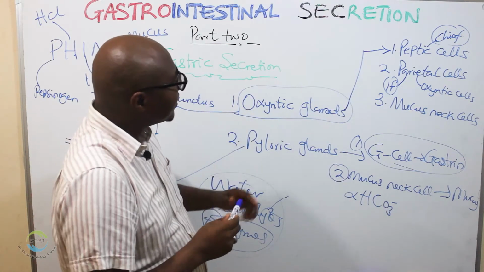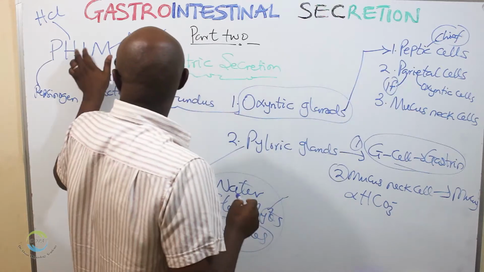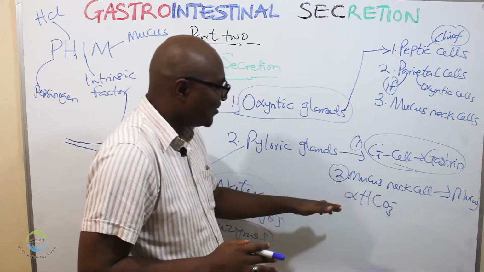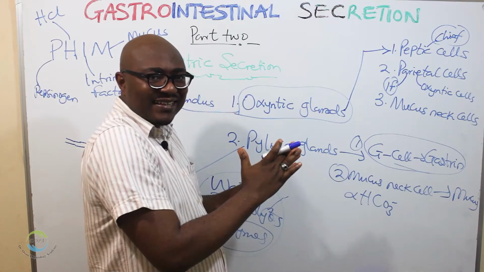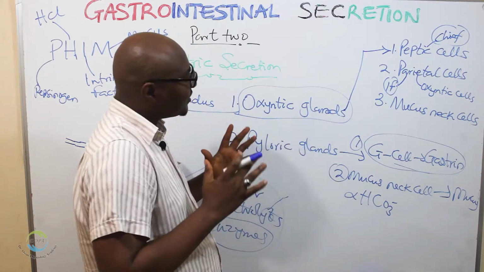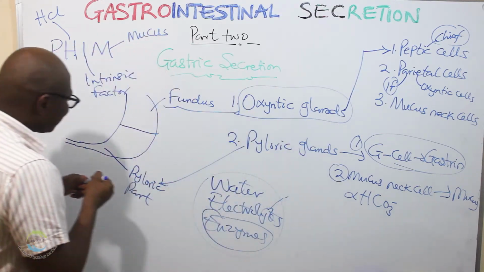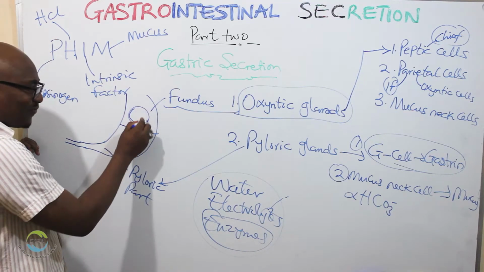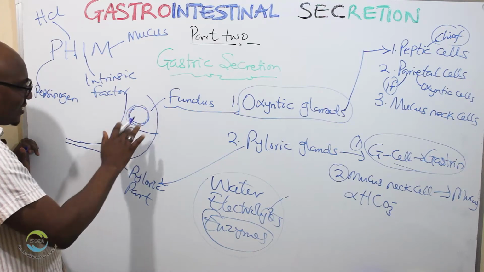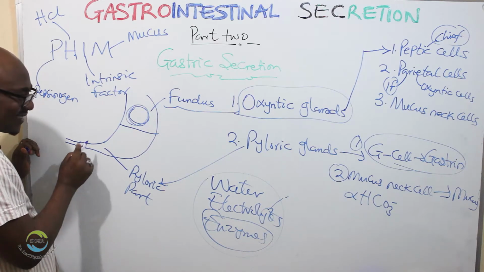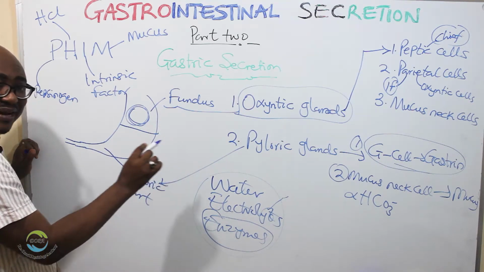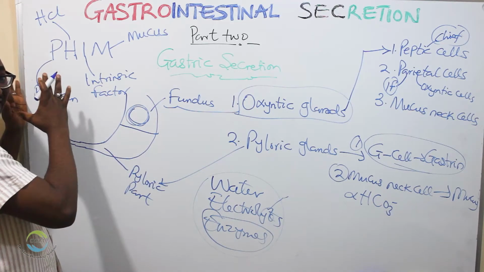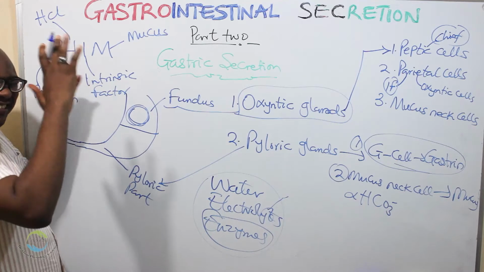So you're wondering, parietal cells secrete hydrochloric acid. This one secretes bicarbonate, which is alkaline. Why are they opposite? If you look, you see that this one is at the fundus, the upper part. But this pyloric part has started secreting a little bicarbonate. You will find out that the intestines mainly secrete a lot of bicarbonate.